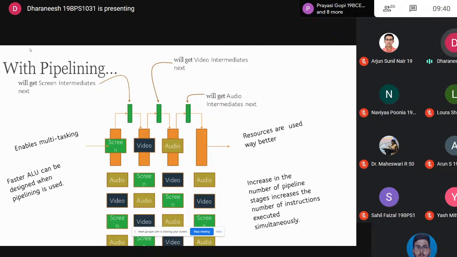Some of the advantages are that it enables multitasking. Of course, you can see now it is processing screen, video, and audio at the same time.